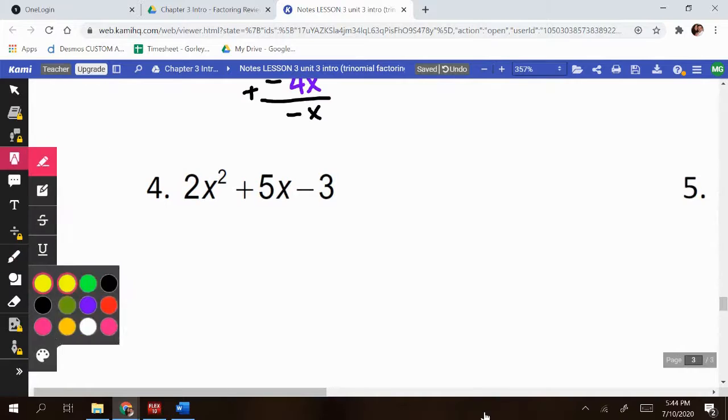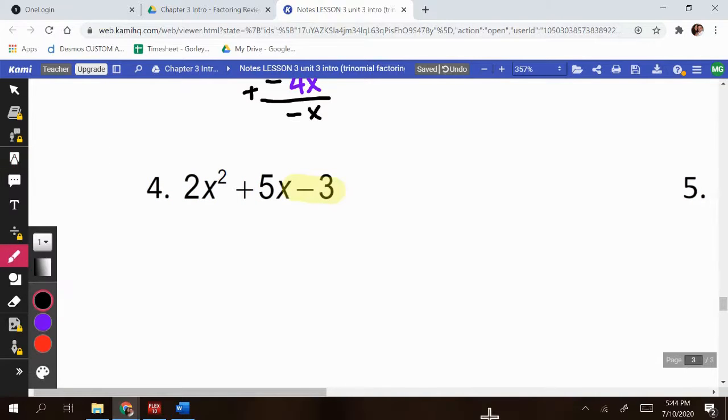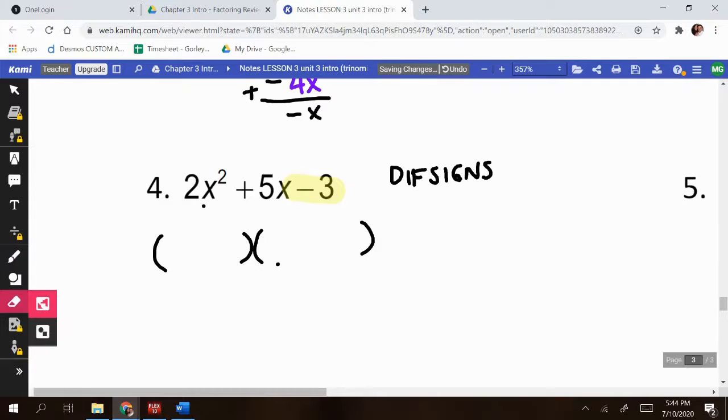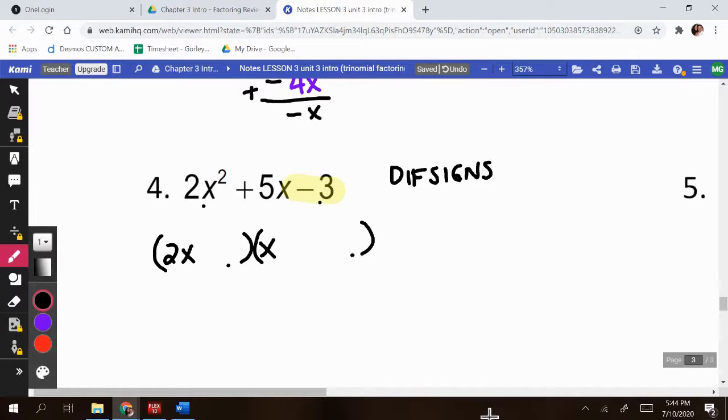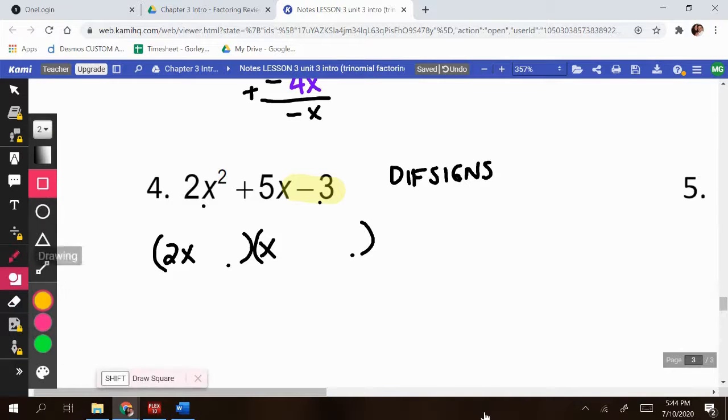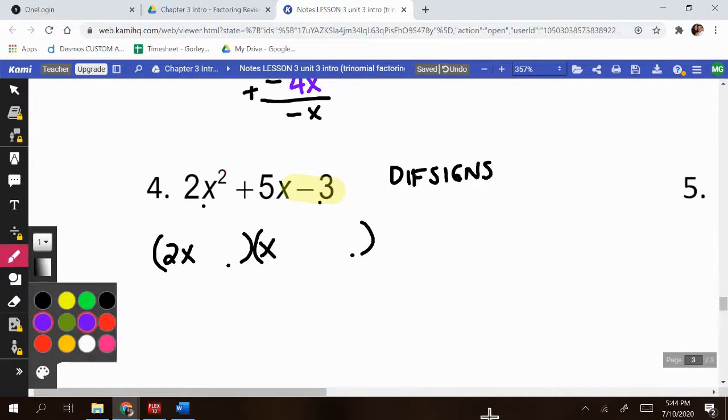The next one here, I see that my c value is negative, so I'm thinking different signs. Either plus minus or minus plus. We'll set up our parentheses. First times first has to give me 2x squared. So I'm going to make that 2x times x. Last times last has to give me negative 3. So what are some factors of 3? Really just 1 and 3.